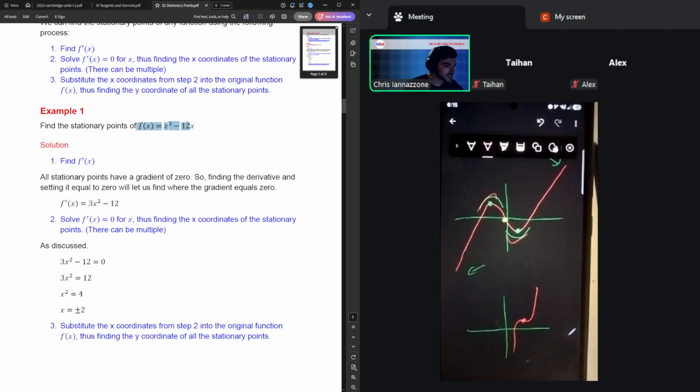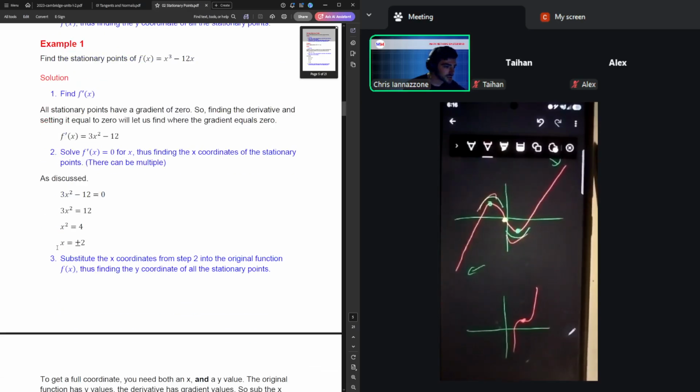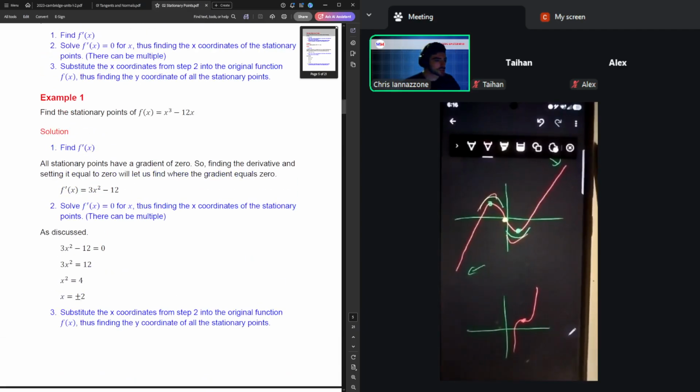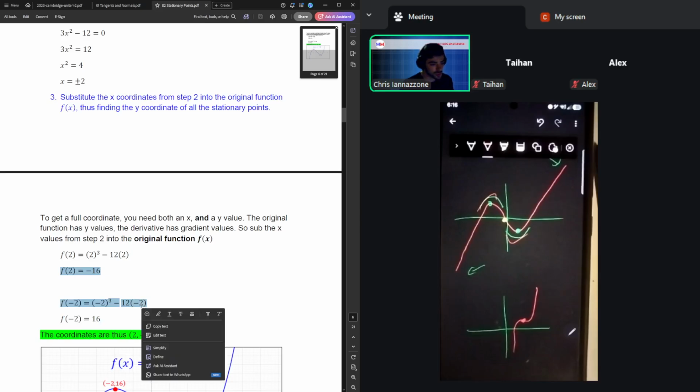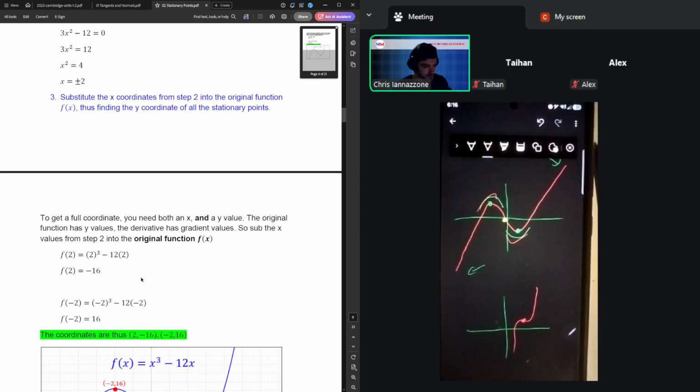So it just said, find the stationary points of this cubic. You find the derivative, which gets you down to a quadratic, set it equal to 0, and in this case you get two solutions. That is not the full point, that is just the x coordinate, so make sure you then go ahead and shove those back into the original function. Not the derivative, but the original.